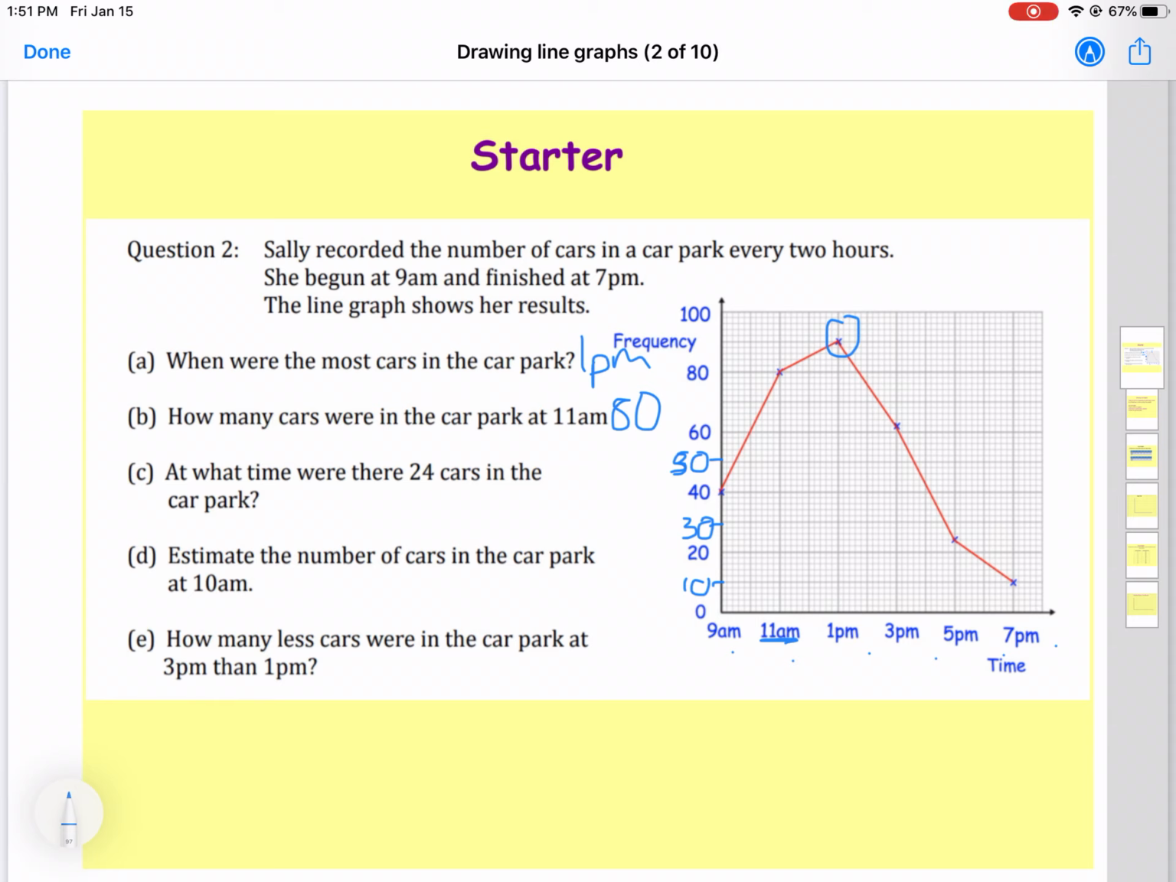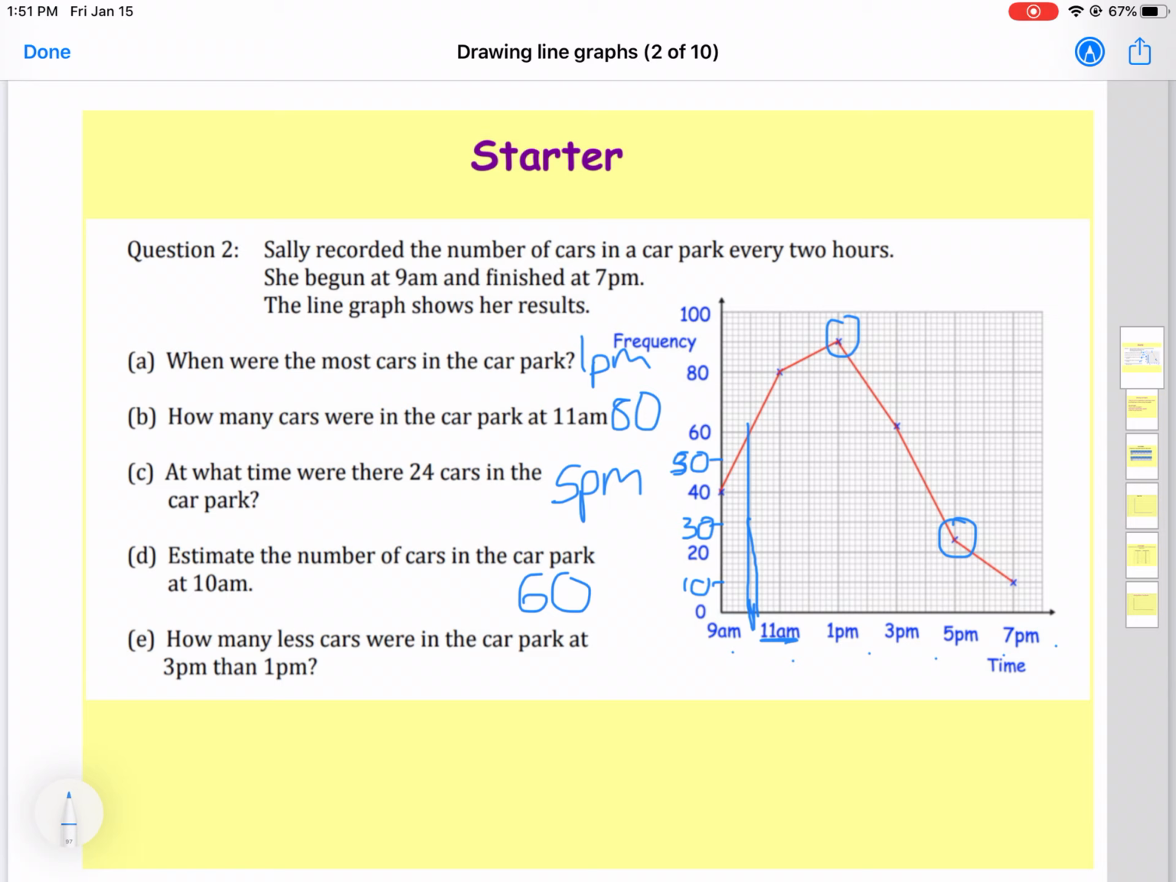So we're looking at the 20. That's going to have to be that dot there at 5 PM. And estimate the number of cars in the car park at 10 AM. So 10 AM is going to be in between 9 and 11. If we draw a line from 10 AM up to our graph, we should see that we get to around 60. That's not telling us that at 60 there was exactly that many people, but it's telling us that there were estimated to be 60 people in the car park. Okay, it's just an estimate, it's not the exact number.